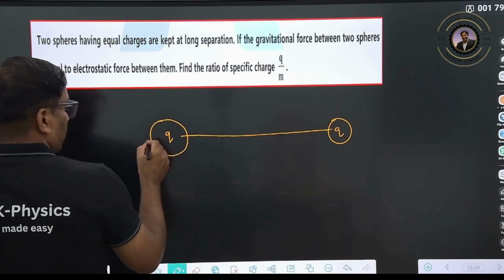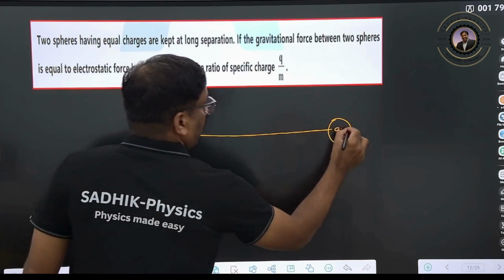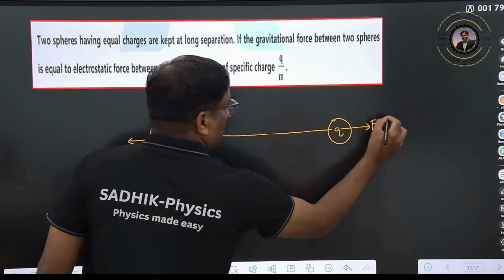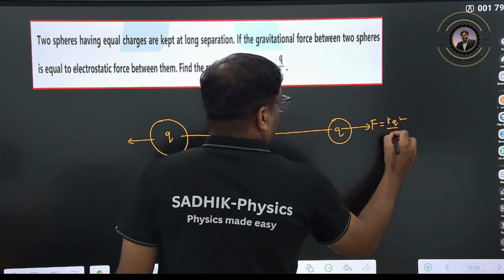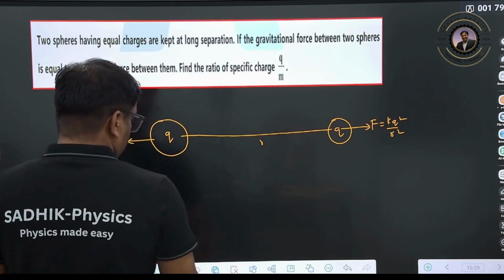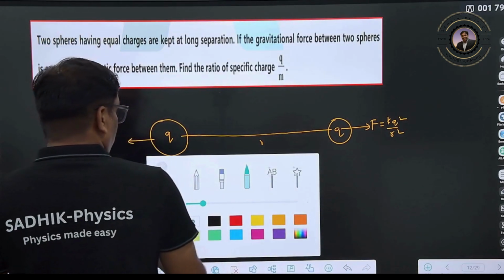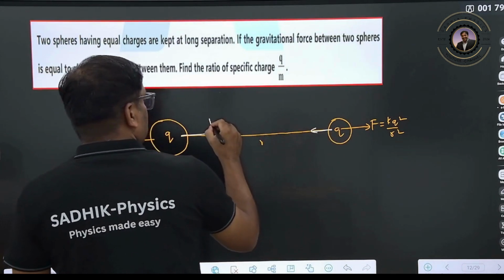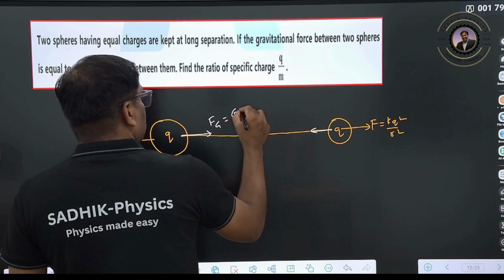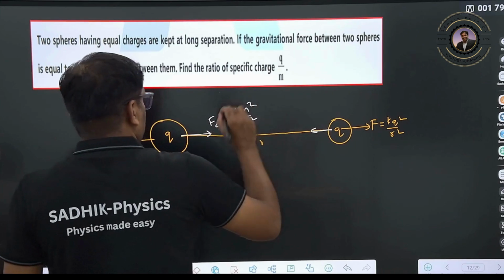So what will happen now? They will undergo a repulsion, because of the force due to the charge. So how much? Kq square by r square. But there is one more force, which is an attraction force. What is that? Gravitational force. What is the gravitational force? G m square by r square.